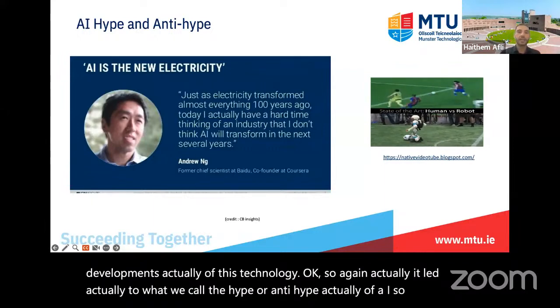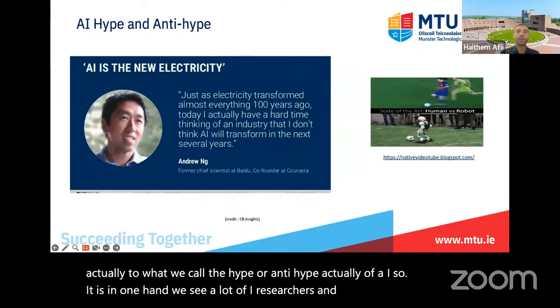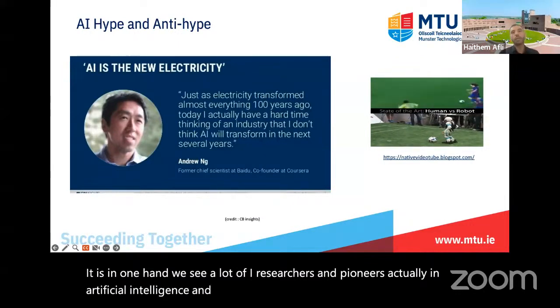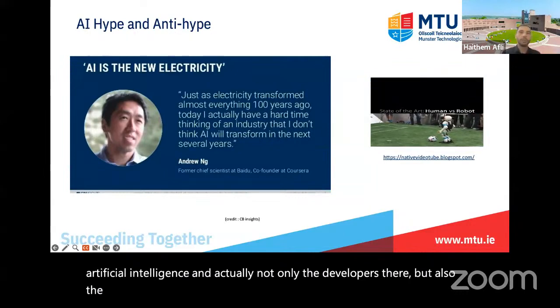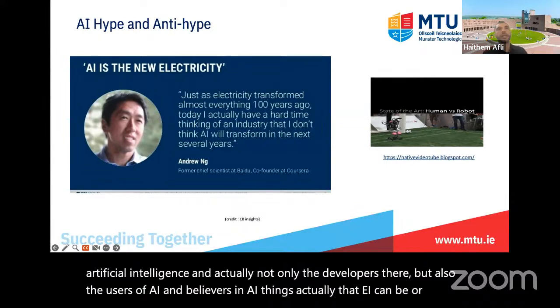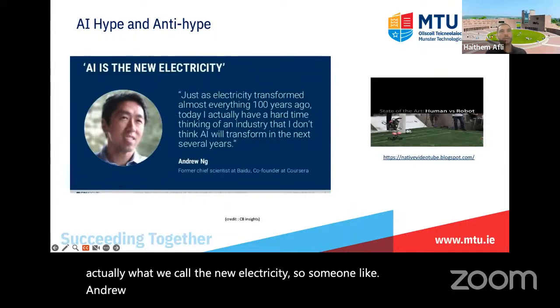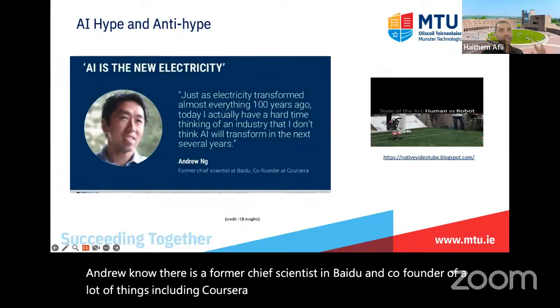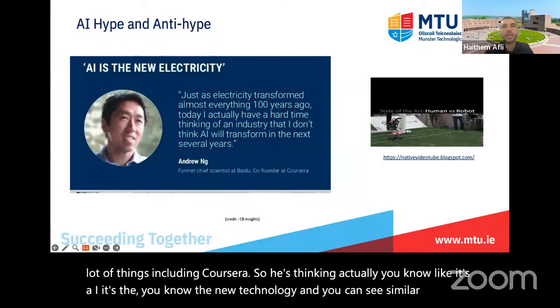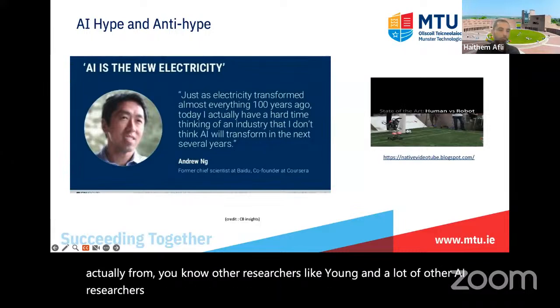So on one hand, we see a lot of AI researchers and pioneers in artificial intelligence, and not only the developers there, but also the users of AI and believers in AI, think that AI is what we call the new electricity. So someone like Andrew Ng, a former chief scientist at Baidu and co-founder of a lot of things, including Coursera, thinks AI is the new technology, and you can see similar ideas from other researchers like Yann LeCun and a lot of other well-known AI researchers in this domain.